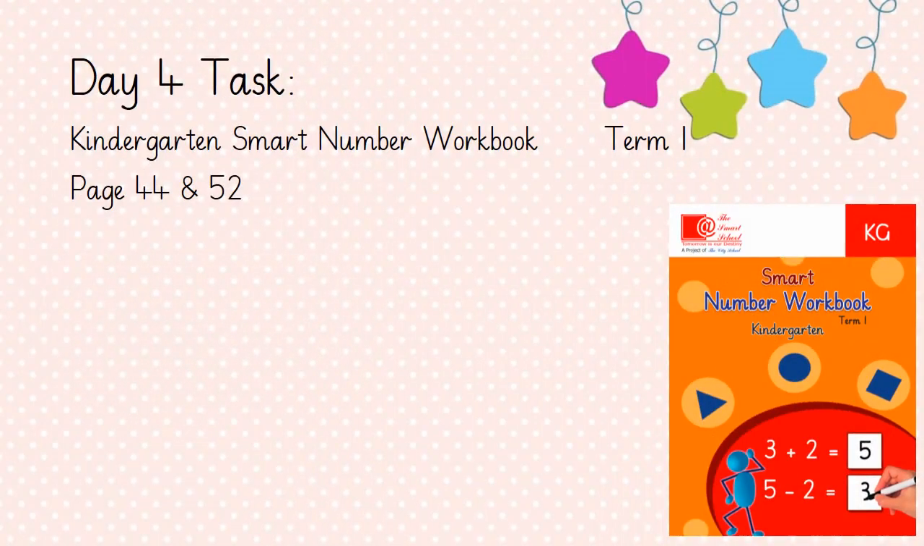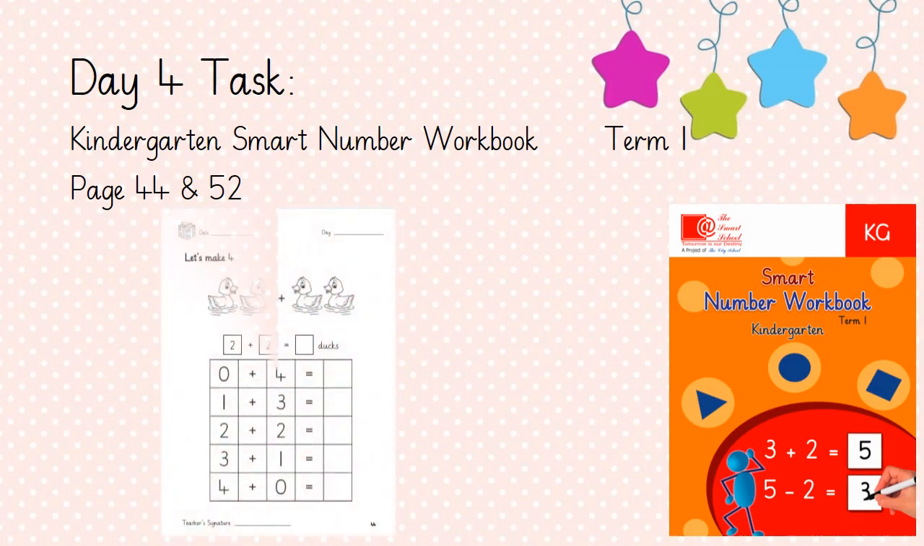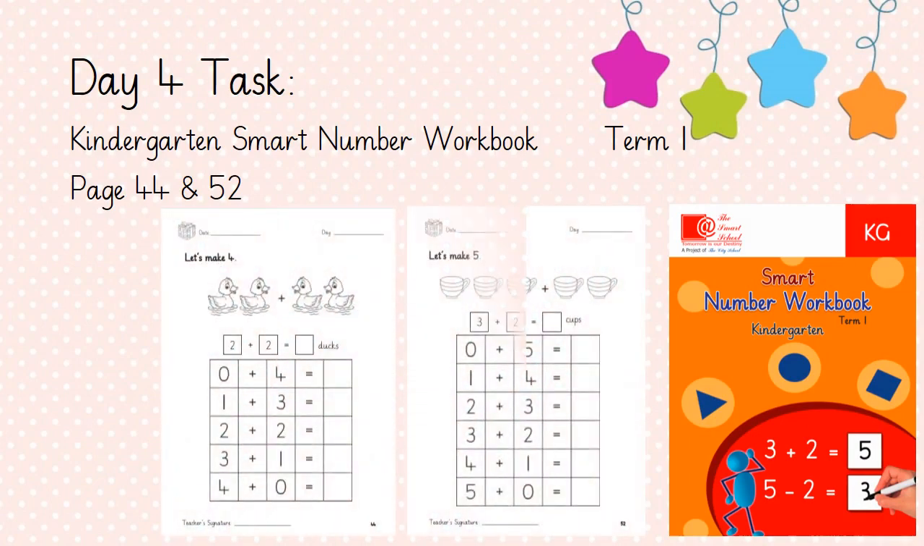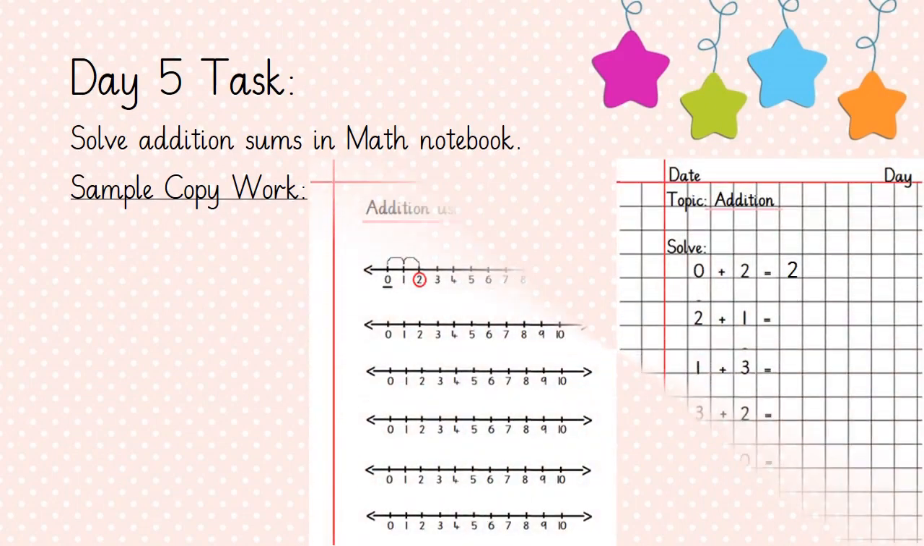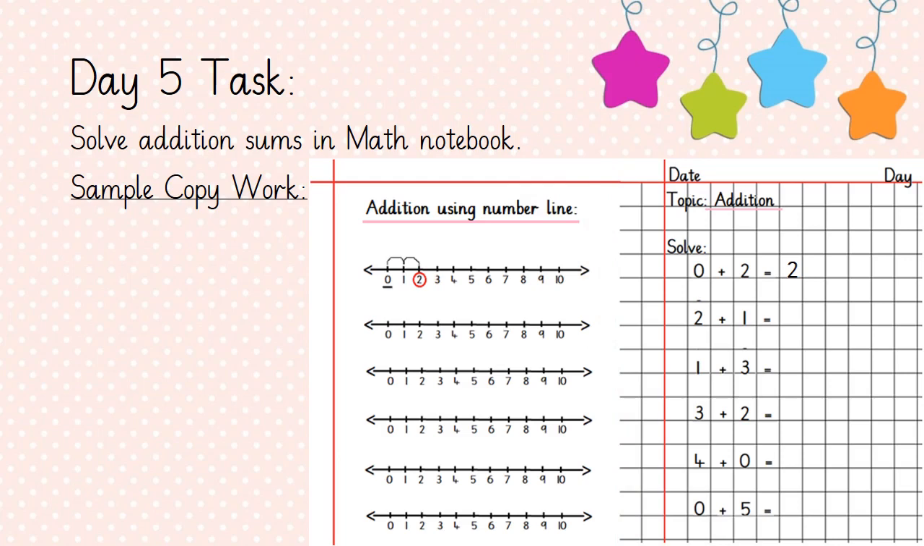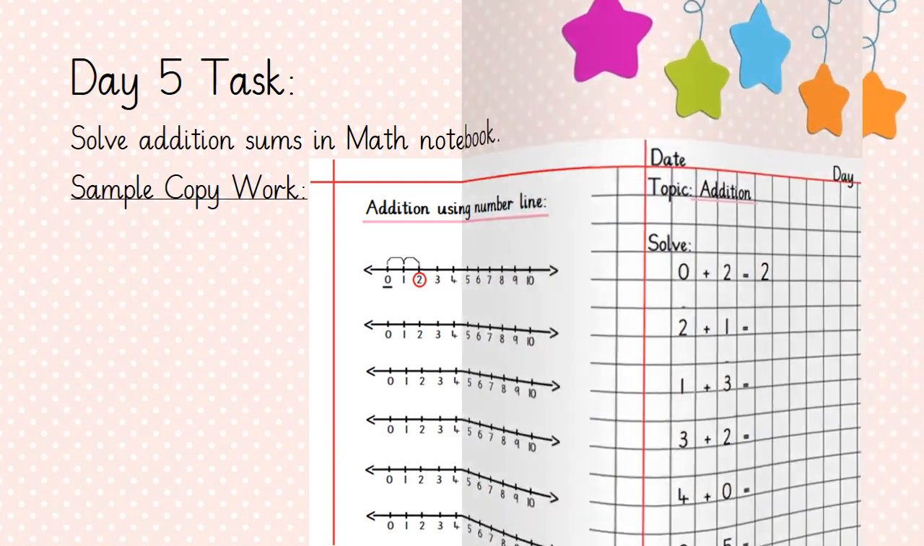On day 4, you have to complete the addition story of 4 and 5 on page number 44 and 52 of Smart Number Workbook. Your day 5 task is to solve the addition sums in your math notebook. Sample copy work is given for you and one sum has been done for you.